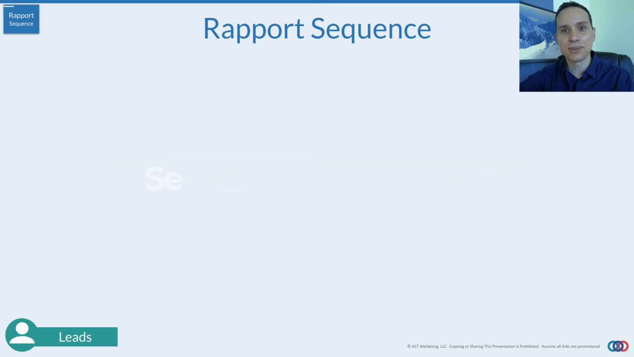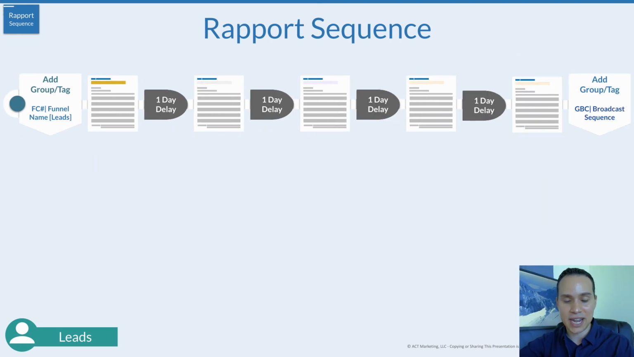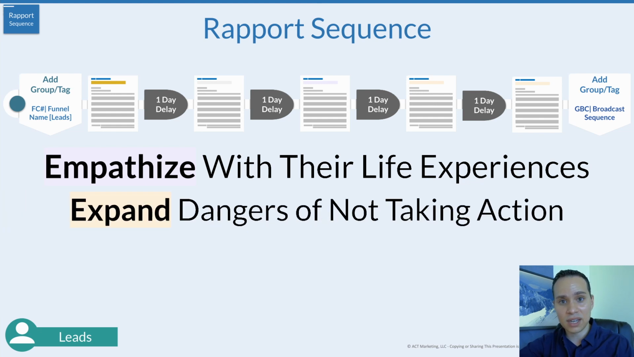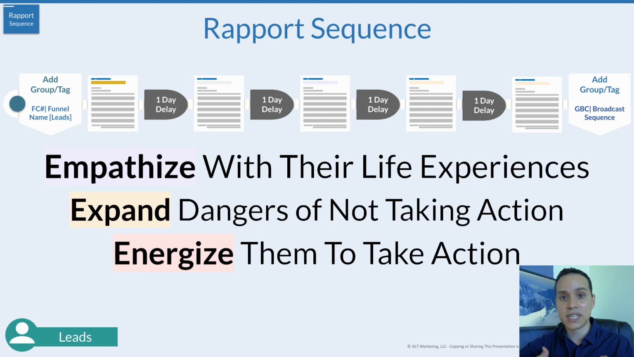So let's go through the rapport sequence strategy now and the 5 emails you should start with. The whole goal of the sequence is to empathize with your new leads and subscribers' experiences, expand on what they are dealing with, and then of course, energize them to take action. We're going to do these 3 things through 5 emails.